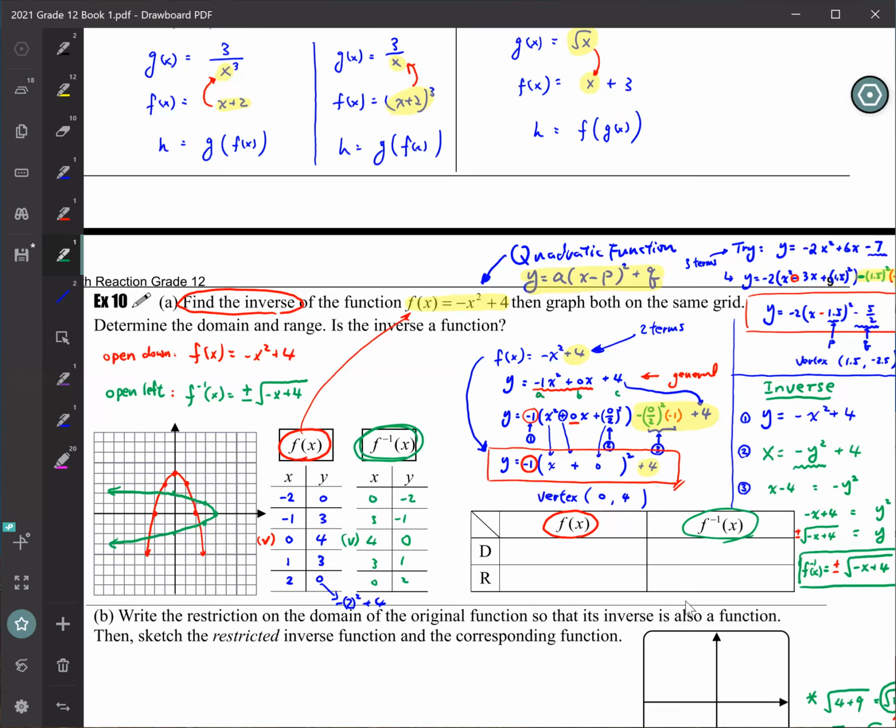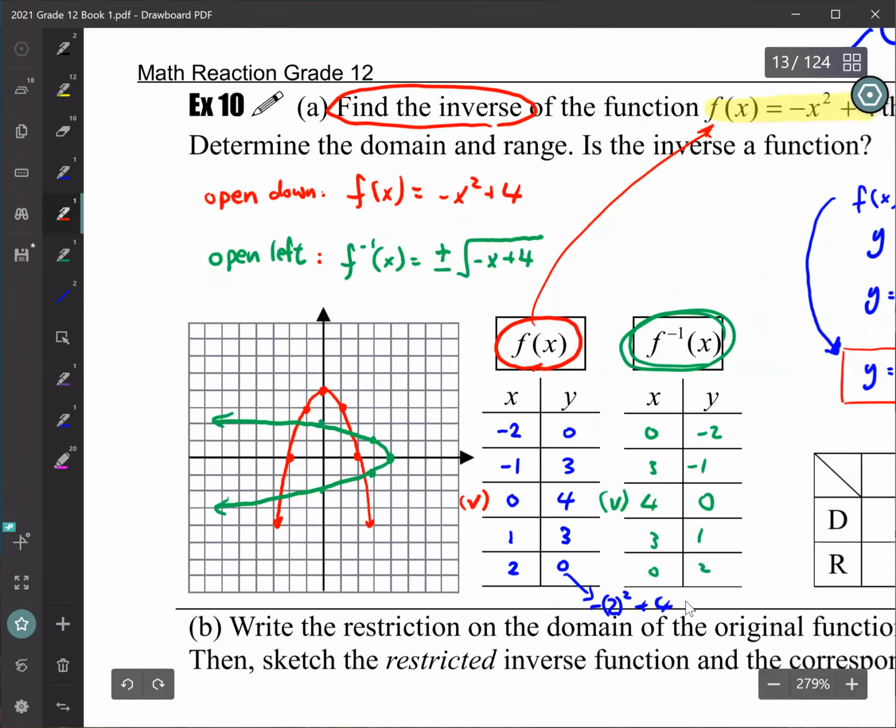Domain for the red. Philip, what's the domain for the original? All real numbers. All real numbers, very good. So x is a real number, because the red graph keeps on going to the left side, opens wider and wider. There's no gap.